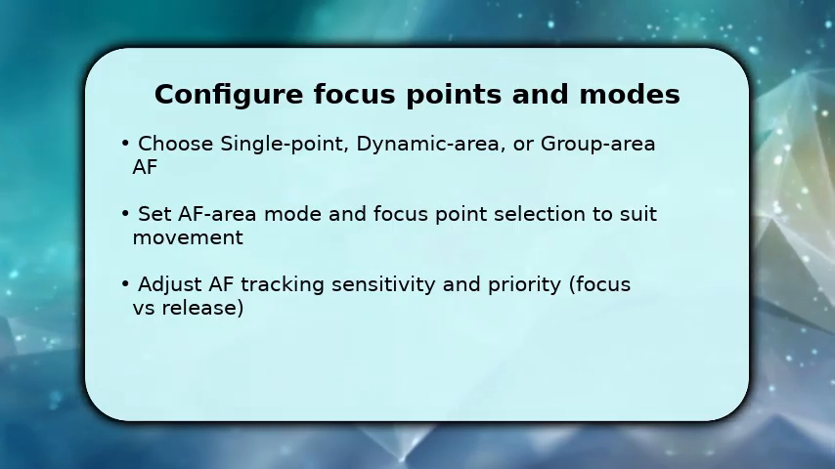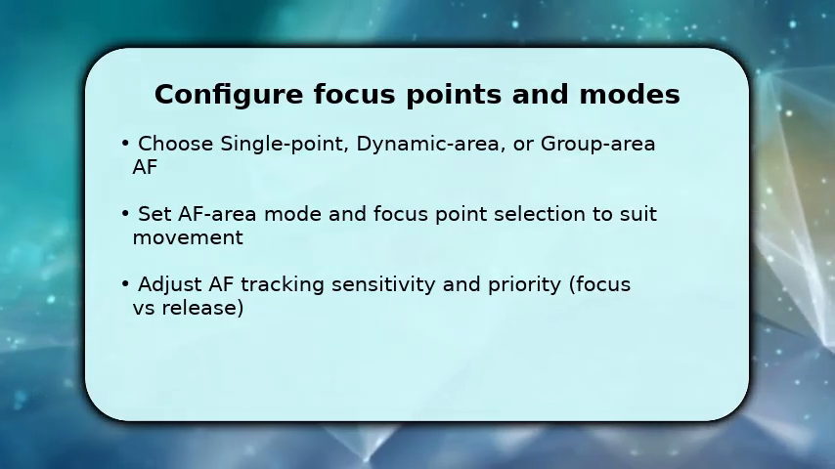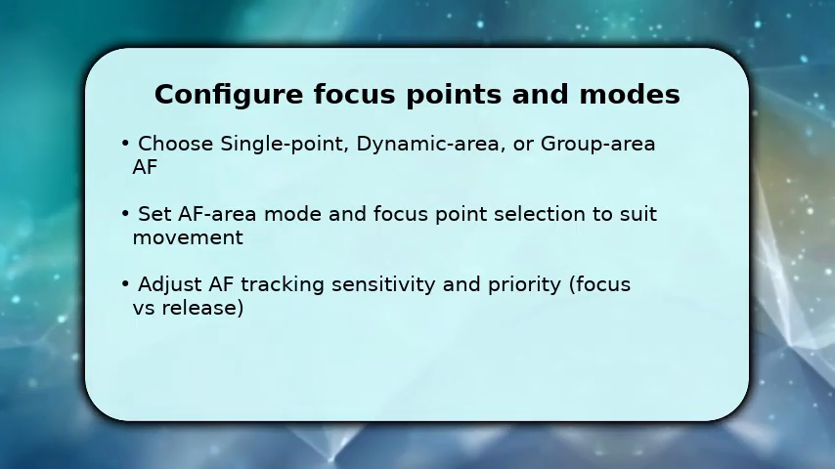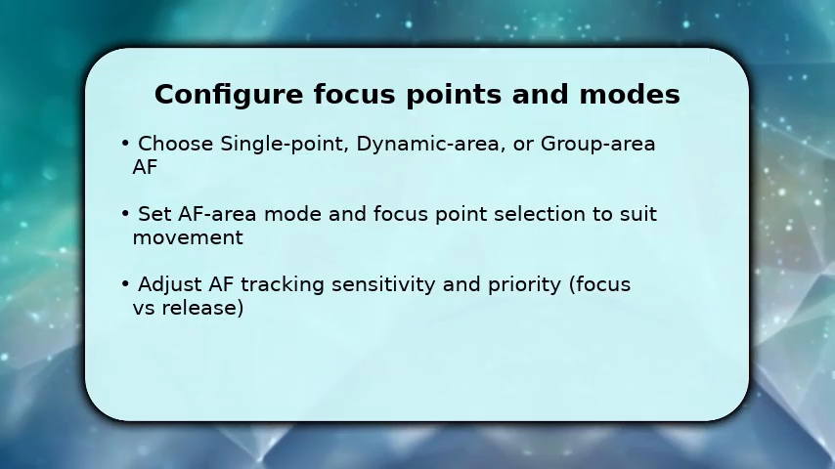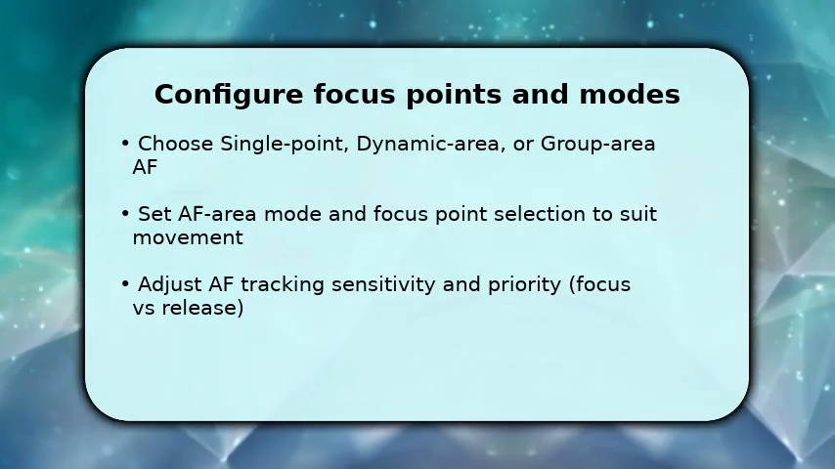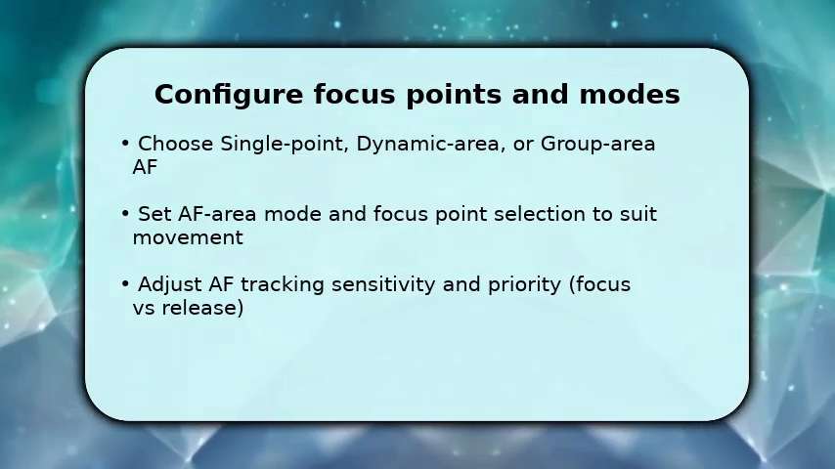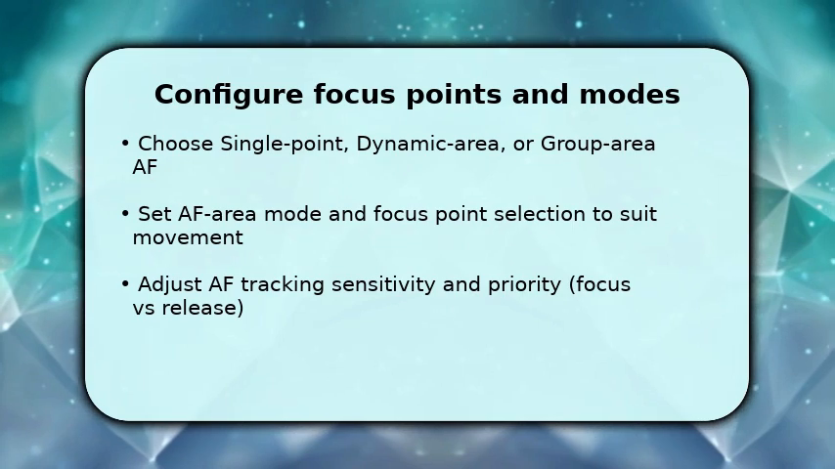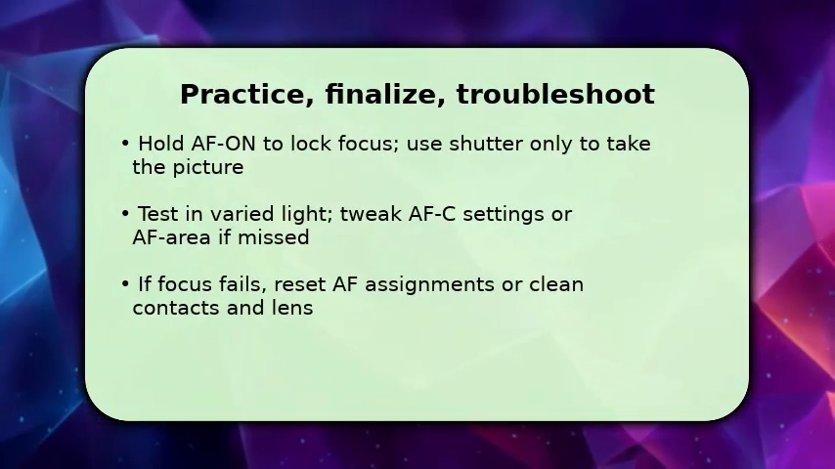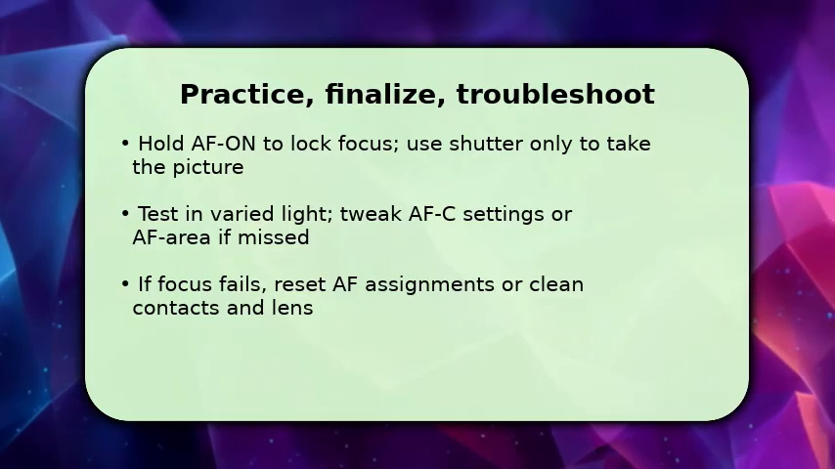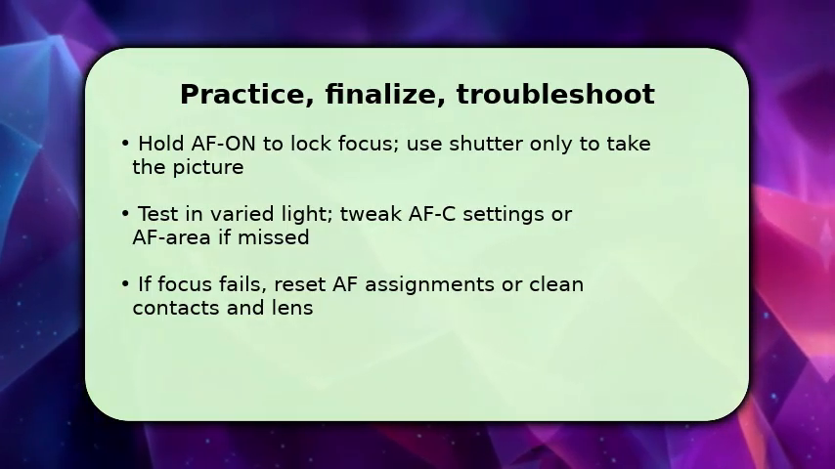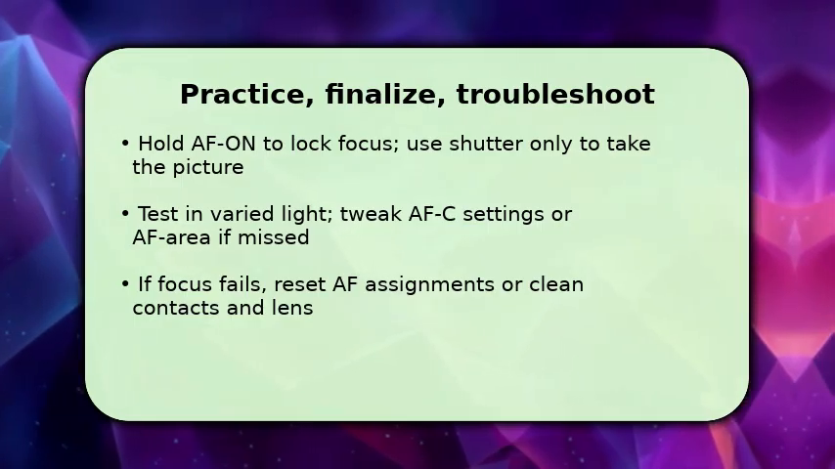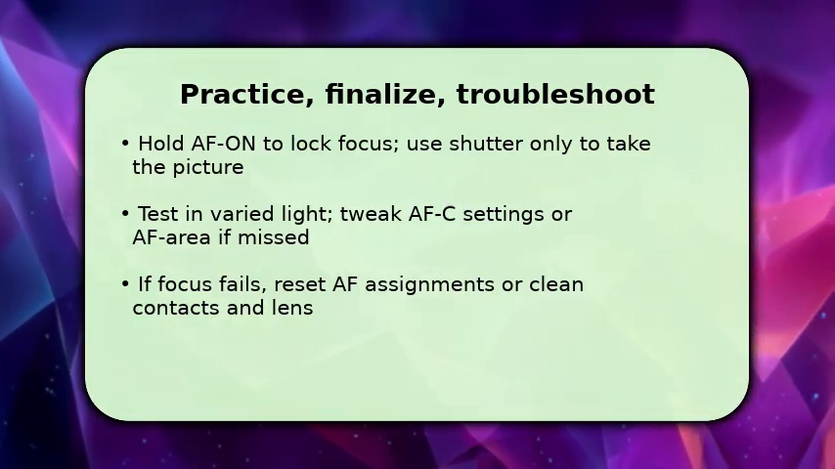Make sure AF tracking sensitivity and focus priority match your needs: less sensitive for unpredictable motion, more sensitive for steady subjects. Once you've set these, practice with the back button to see how the focus locks, tracks, or reacquires, and finish by practicing the new workflow until it's instinctive. You hold AF on to acquire and hold focus, then press the shutter fully to record the image. This separation speeds response and prevents refocusing during framing.